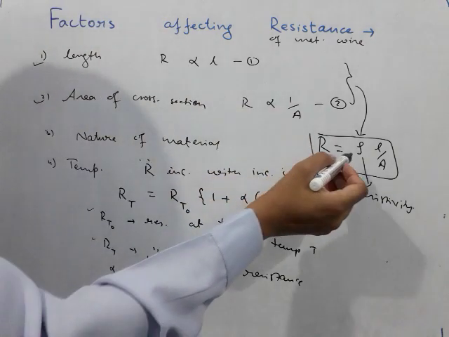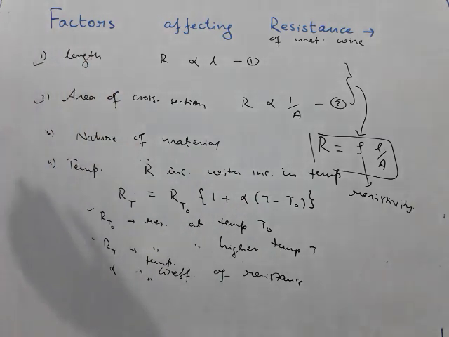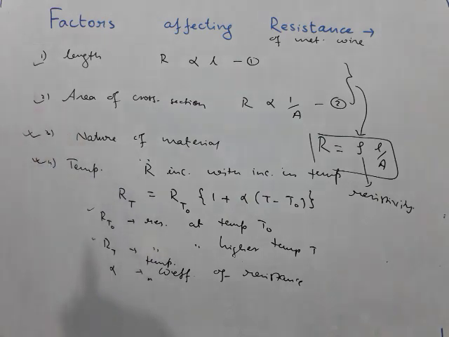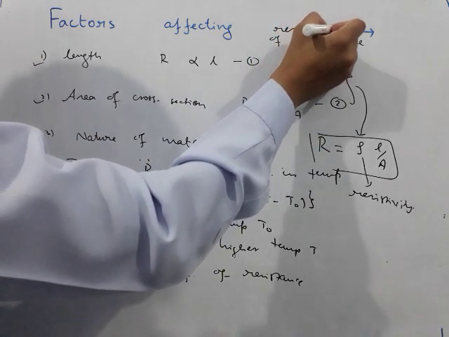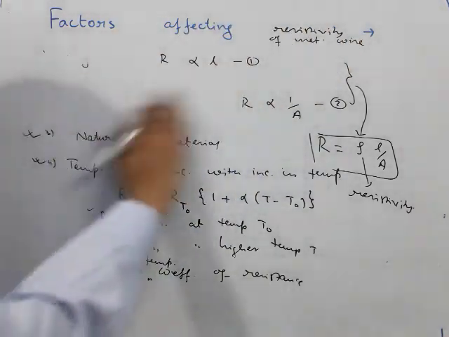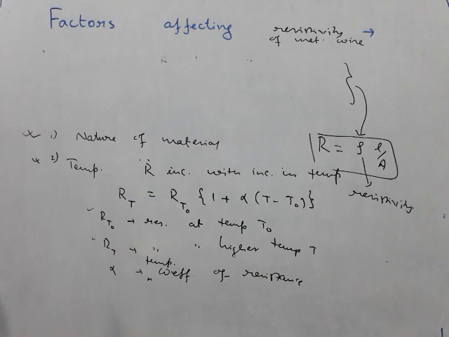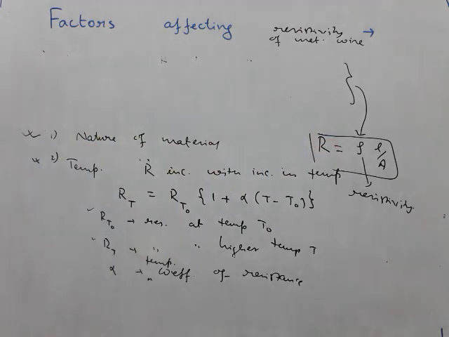It is important to note that resistivity does not depend upon length, it does not depend upon area of cross section, it does not depend upon shape and size of the material. It depends upon these two factors. If I write factors affecting resistivity, then you will have only two answers. Factors affecting resistivity are these two: nature of the material, copper has lesser resistivity than iron. Then second one, temperature. If temperature changes, resistance changes. If resistance changes, resistivity will also change.